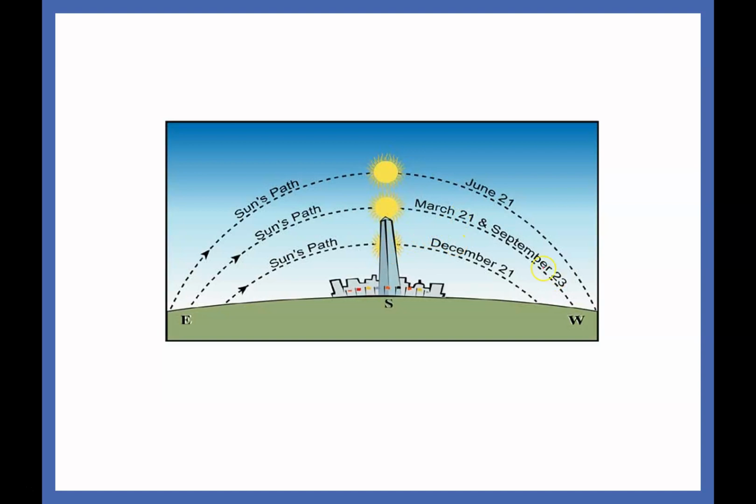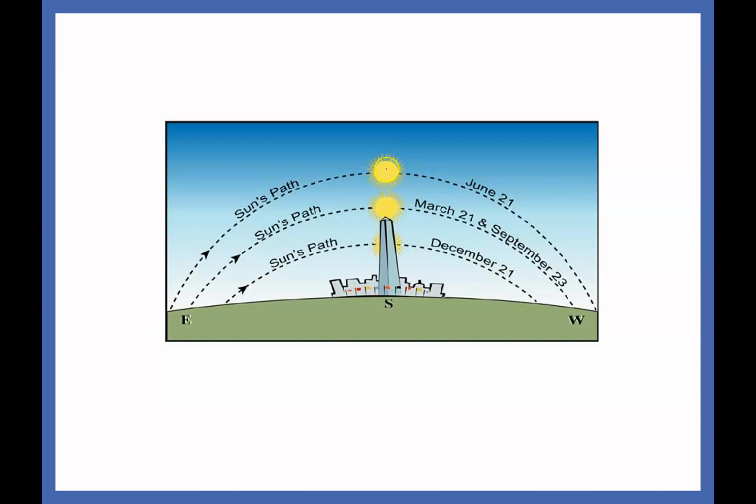March 21st and September 23rd, which is the vernal and autumnal equinoxes, so those are the spring and fall. They are about kind of midway through the sky, so the sun's kind of halfway between how low it is in December and how high it is in June. Okay, so it's kind of in the mid-range. Shadows are a little bit shorter, but not as short as it would be in the summer.